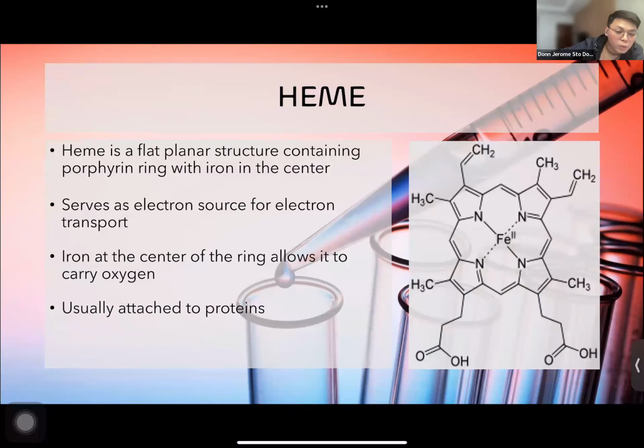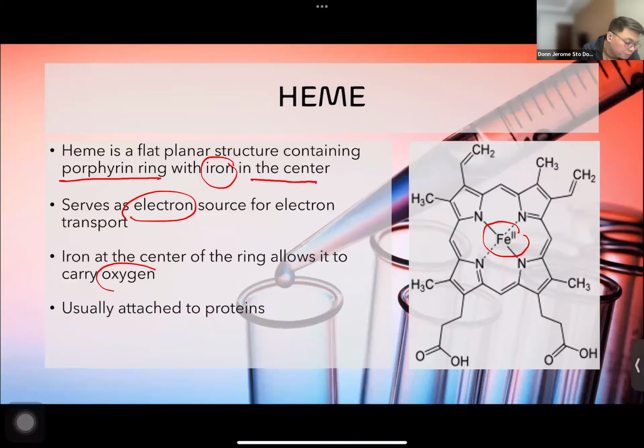Let's now discuss heme. What is heme? So heme is a flat planar structure containing a porphyrin ring with iron at its center. Because of that iron, heme can transport electrons, kasi yung iron niya can go oxidation and reduction. So pwede siyang magdala ng electrons, like oxygen. And usually, most of the time, heme is not present in its free form.